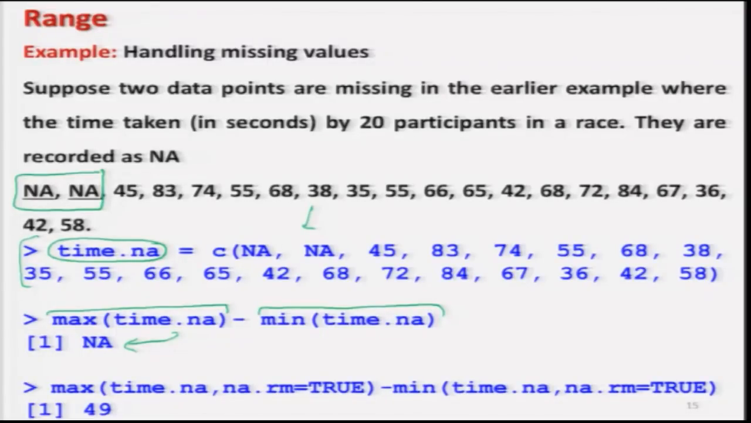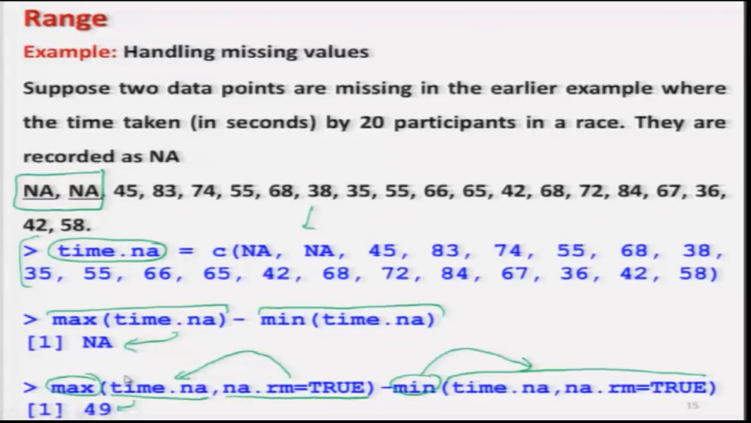So I correct myself, and I find the maximum and minimum on the data set time.na using the command na.rm is equal to TRUE. As soon as we give na.rm is equal to TRUE, the maximum command will understand that there are some missing values in time.na which have to be removed before computing the maximum. The same thing will happen here: the minimum command will understand that the NA values, or the missing values, have to be removed. And this value comes out to be 49.